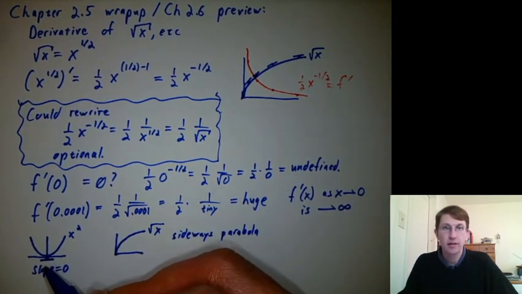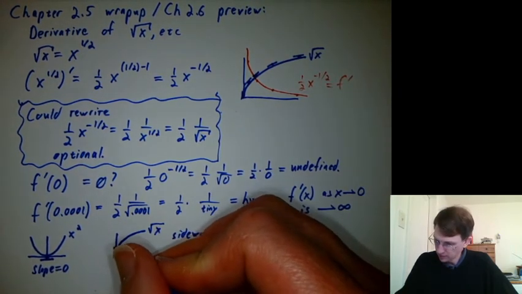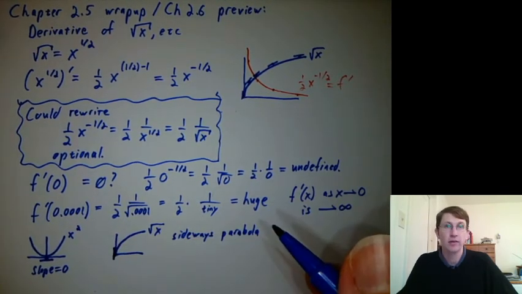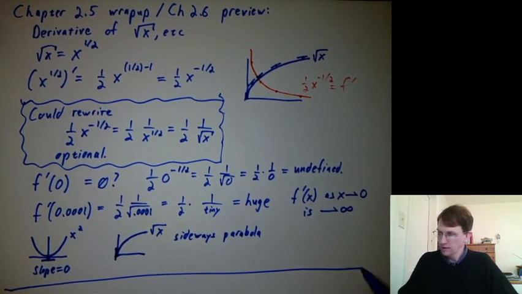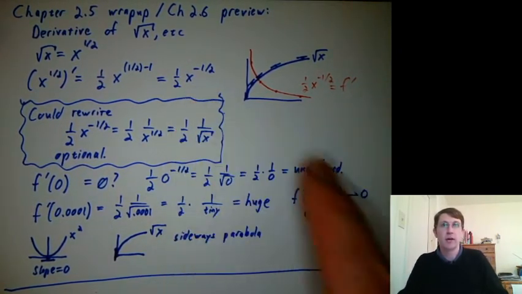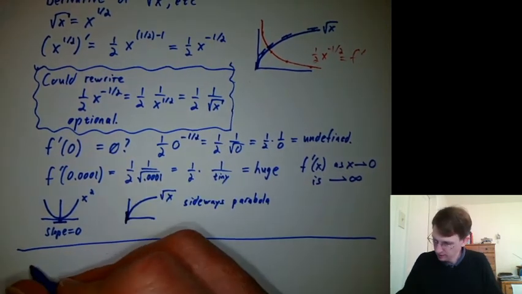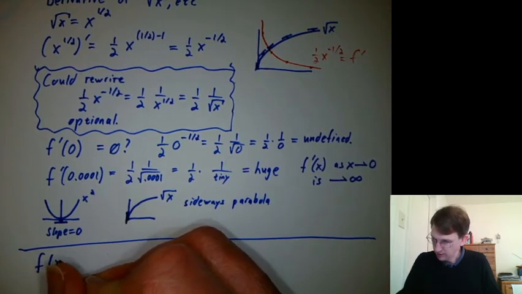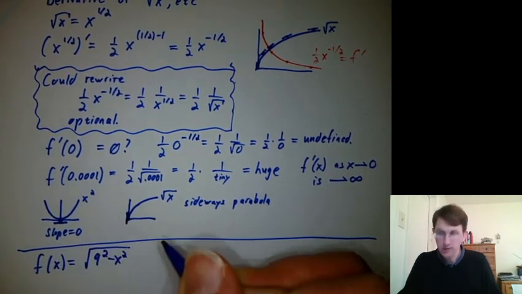So if the tangent line has a slope of 0, if it's perfectly flat left to right here, it must be perfectly vertical there. So that's another way of thinking about it. All right, let's practice this derivatives with fractional powers thing. Let's try something like f of x equals root of 9 squared minus x squared.